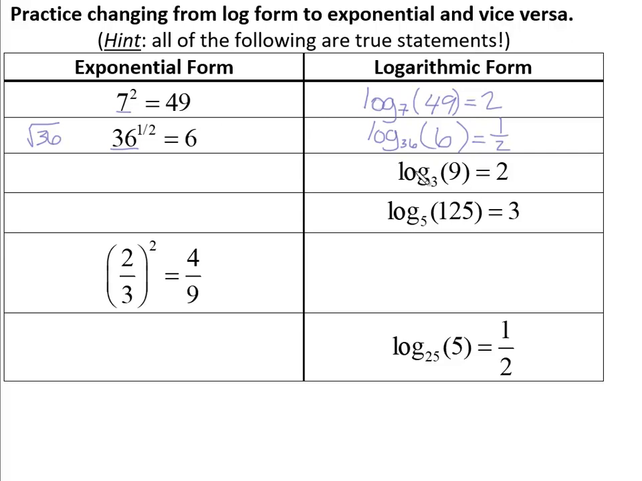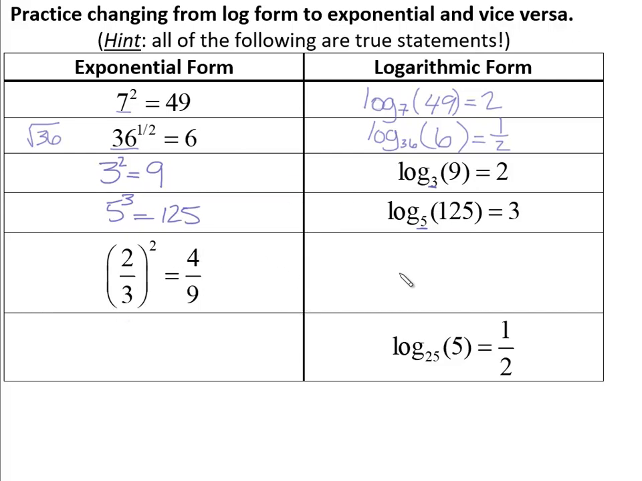Okay, so let's go backwards, writing it from log form into exponential form. So here's the base of my exponent, 3 to some power. Remember that my logarithm equals the exponent, so in this case 2 is the exponent. 3 squared equals 9, nice true statement. Okay, similarly here, 5 is the base of my exponent. 3 is my exponent. And that equals what we're taking the log of, the 125. And yep, 5 times 5 times 5 is 125.